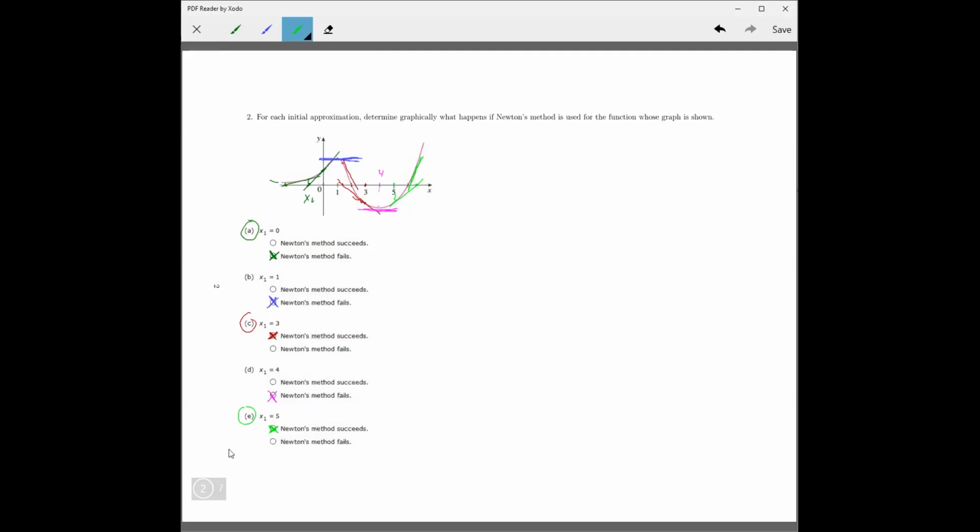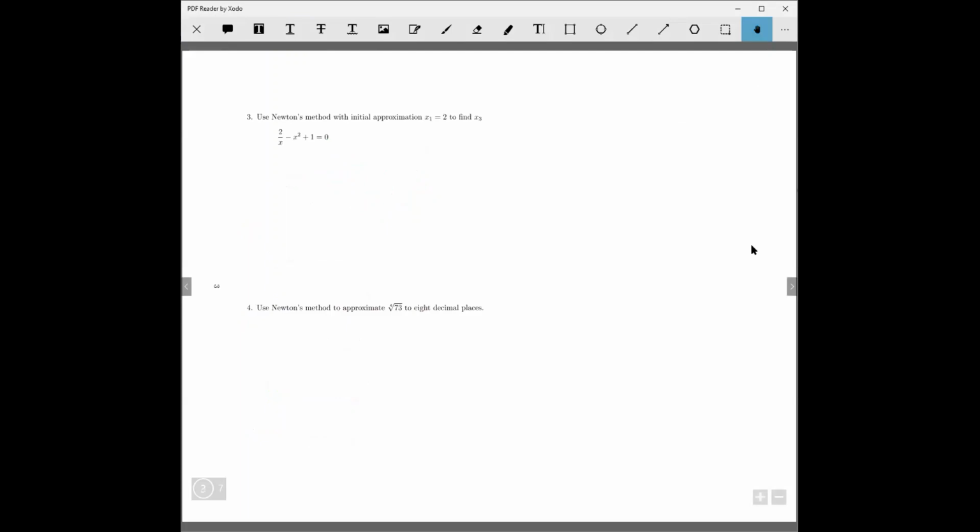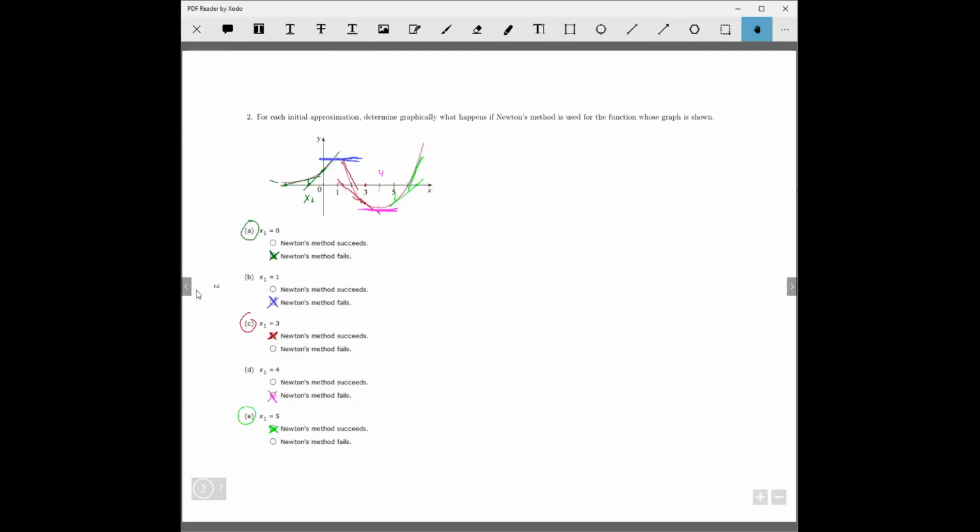Okay, now let's do some problems where we actually use Newton's method. For part C of problem 2, it actually says the right answer is that it fails for x1 equals 3. This fails? Yeah. Interesting. Okay, let me think. Let me rethink that.